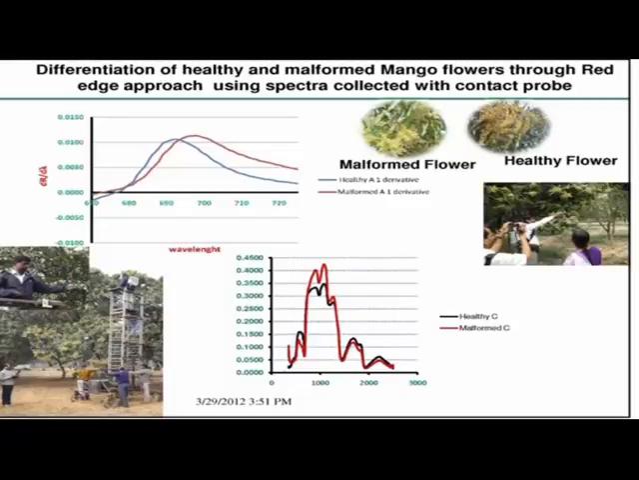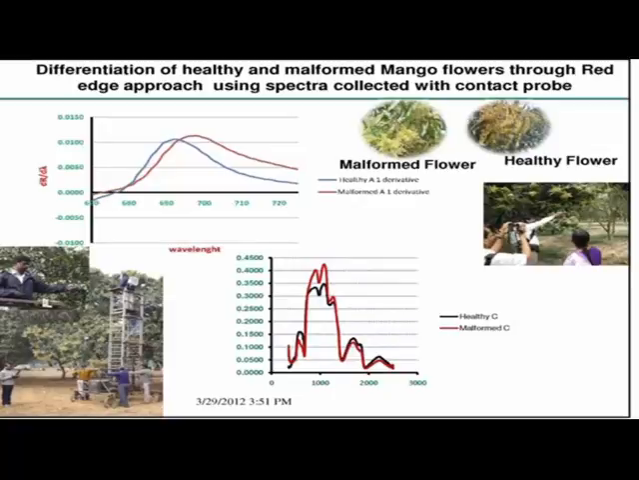So that's the basic difference between them, and that's the spectral pattern you are able to see here. But when you see the red edge technique, taking from 680 to 720, what happens is, in the case of a healthy plant, there is a blue shift, and as I told you, in case of a blue shift, there is a stress in the plant.